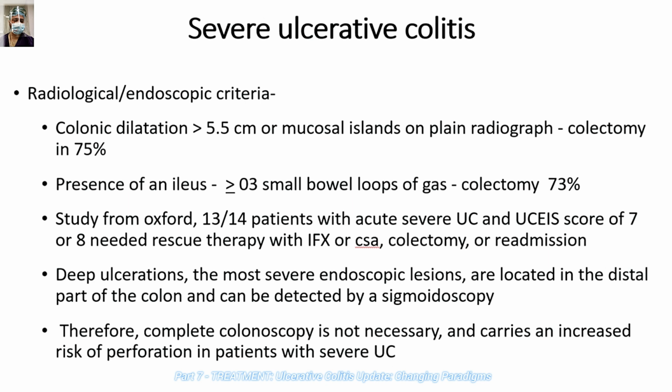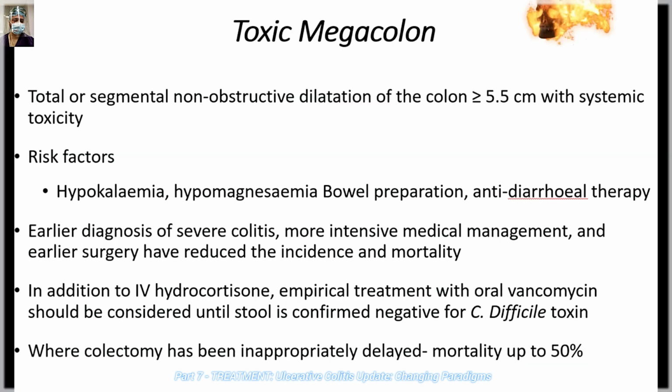Toxic megacolon is one of the complications of ulcerative colitis with severe inflammation. That is total or segmental non-obstructive dilatation of the colon more than 5.5 centimeters with systemic toxicity. Then we have to think the patient has developed toxic megacolon. Risk factors for toxic megacolon are hypokalemia, hypomagnesemia, bowel perforation, and antidiarrheal therapy. Early diagnosis of severe colitis, more intensive medical management, and early surgery have reduced the incidence and mortality.